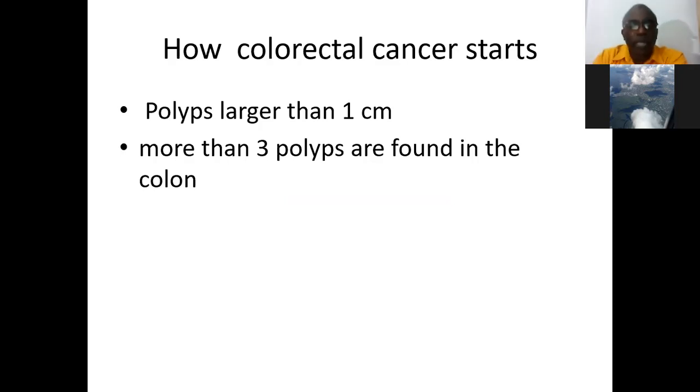How does colorectal cancer start? We say it starts as a polyp. And let me say, the larger the size, the larger the problem. When it starts to grow, if you have polyps that are larger than 1 centimeter, and what is 1 centimeter? It takes about 2.5 centimeters to make 1 inch. So you know that we're talking about less than half an inch. It is time for it to be removed, and if you have more than 3 polyps in that colon, it is very important.